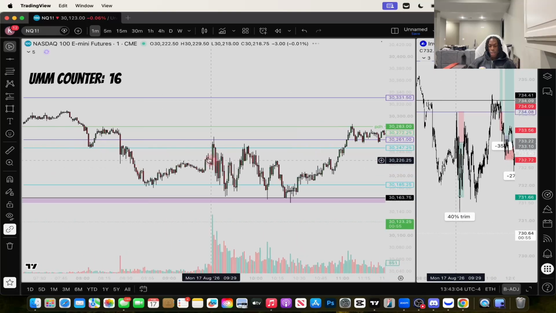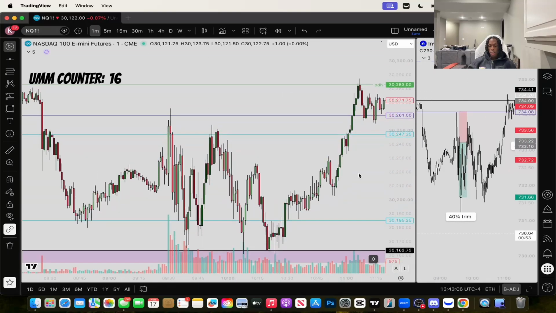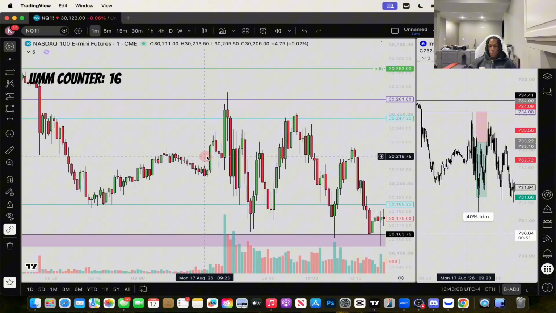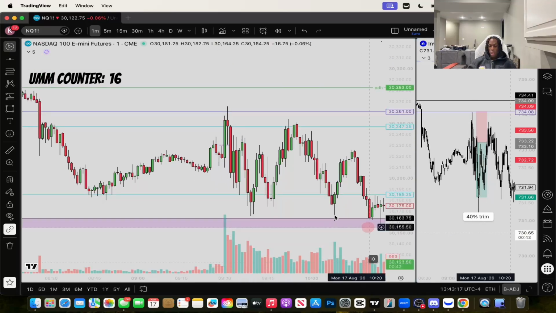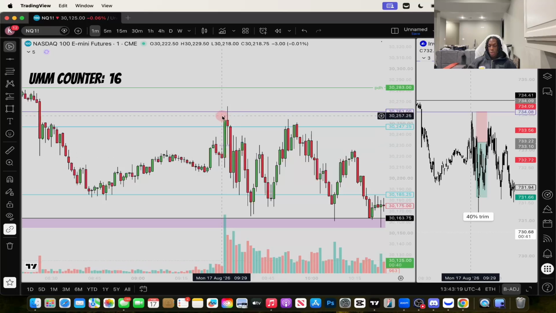Once we got that bounce, then I started to look for my entry, right? And if I would have waited for us to get down here for a 1 minute inversion, you could have taken that, right? But that would have made your stop loss a lot larger than what I'm comfortable risking. So what I waited for was a 1 minute OTE.